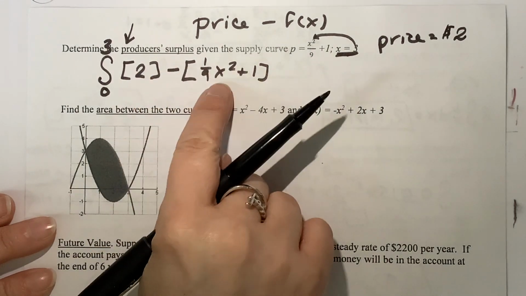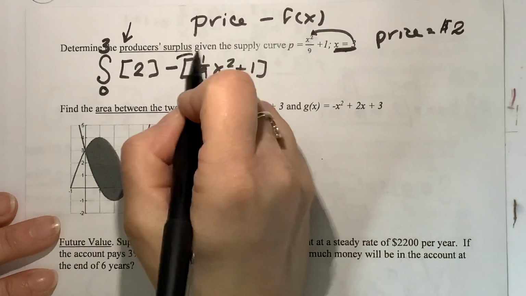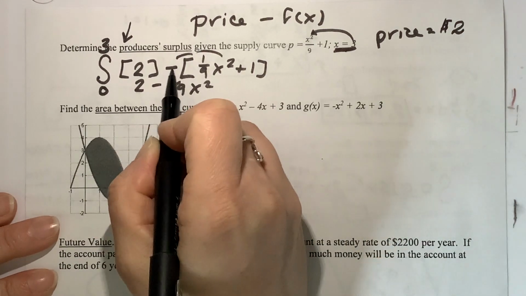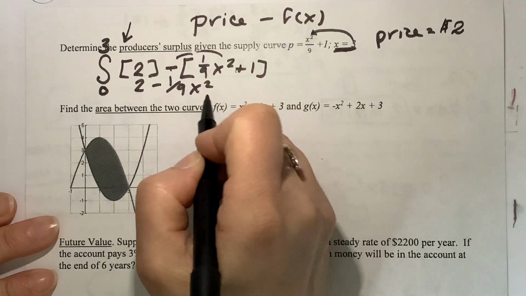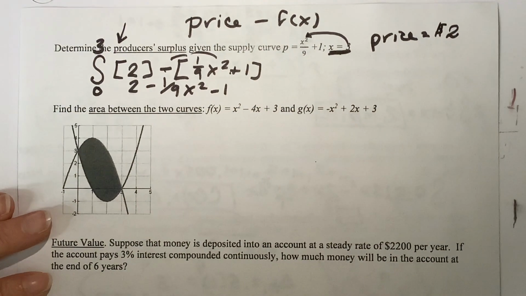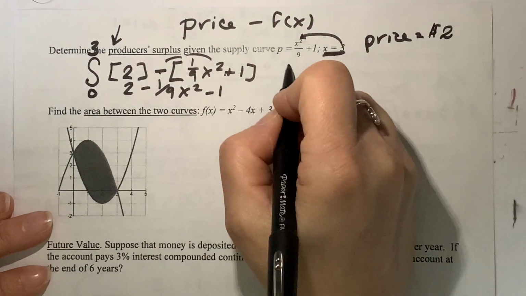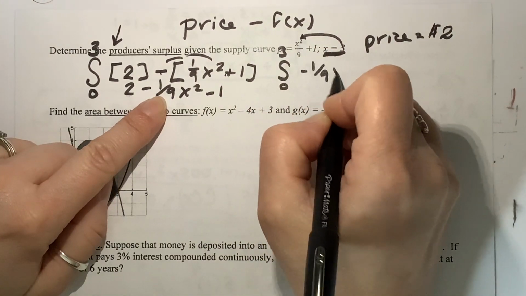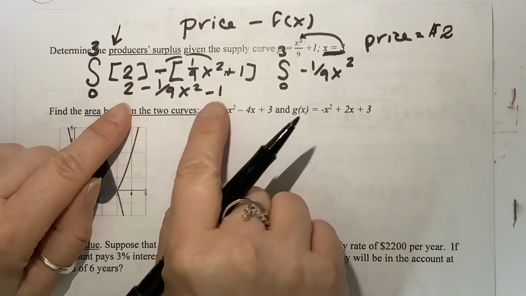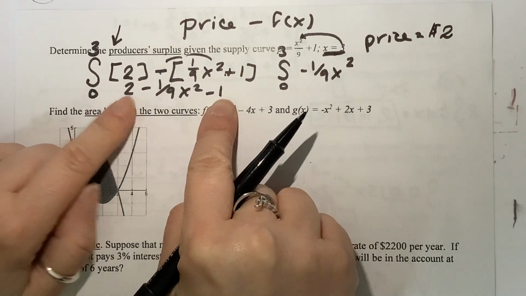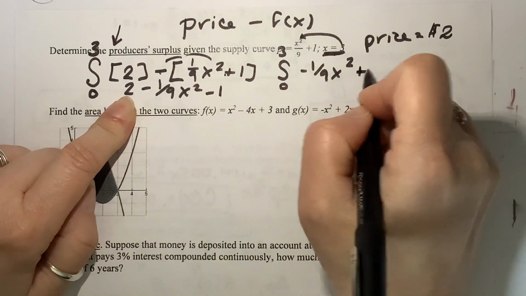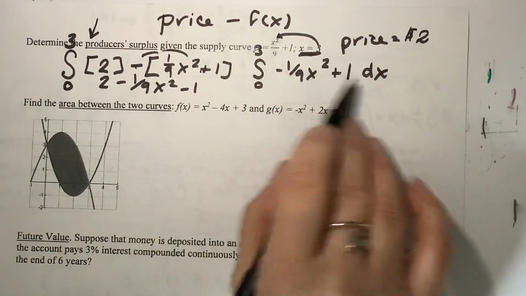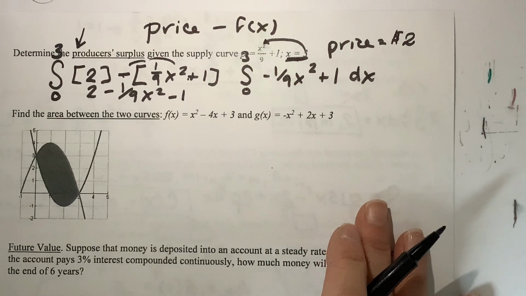Price minus function. Distribute the negative. 2 minus 1/9 x squared. Negative times a positive makes it a -1. Combine like terms. We're going from 0 to 3. I have -1/9 x squared. 2 constants, +2 and a -1. That's a +1 dx. Now all we do is calculate this using the fundamental theorem of calculus, just like the beginning section.